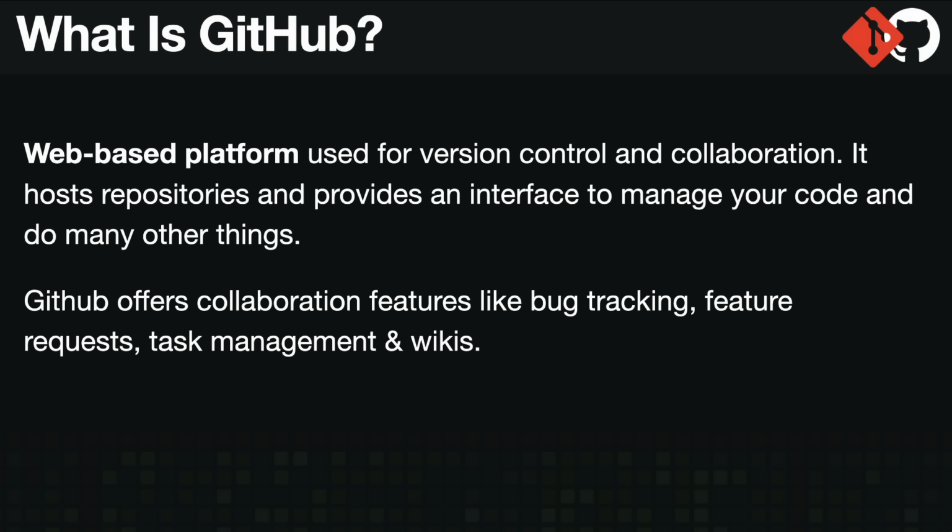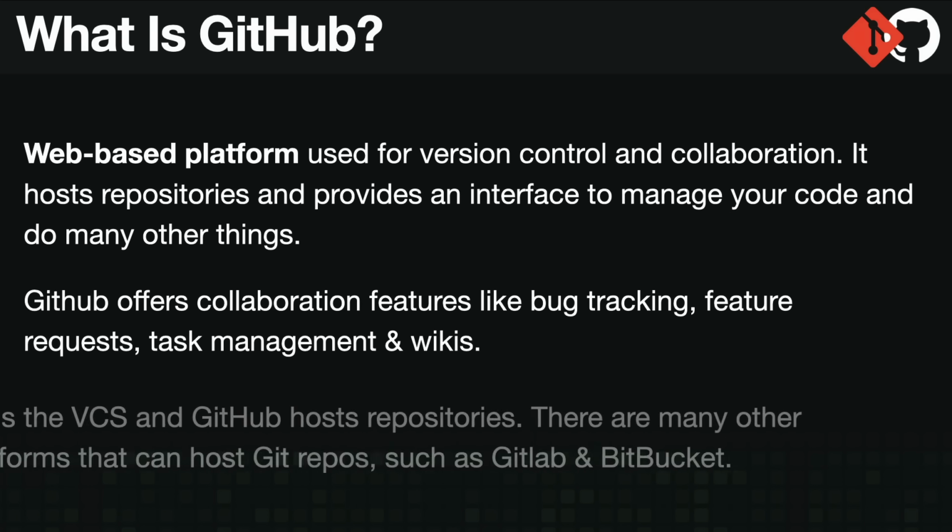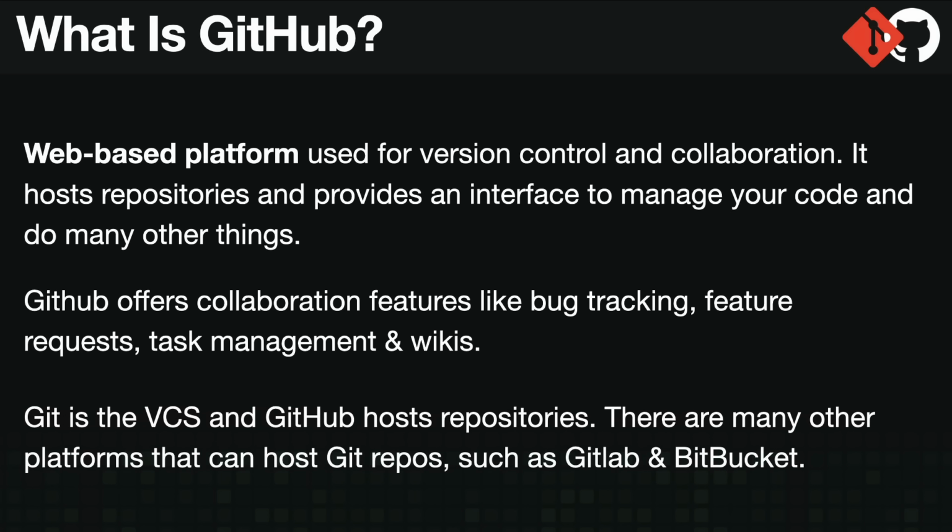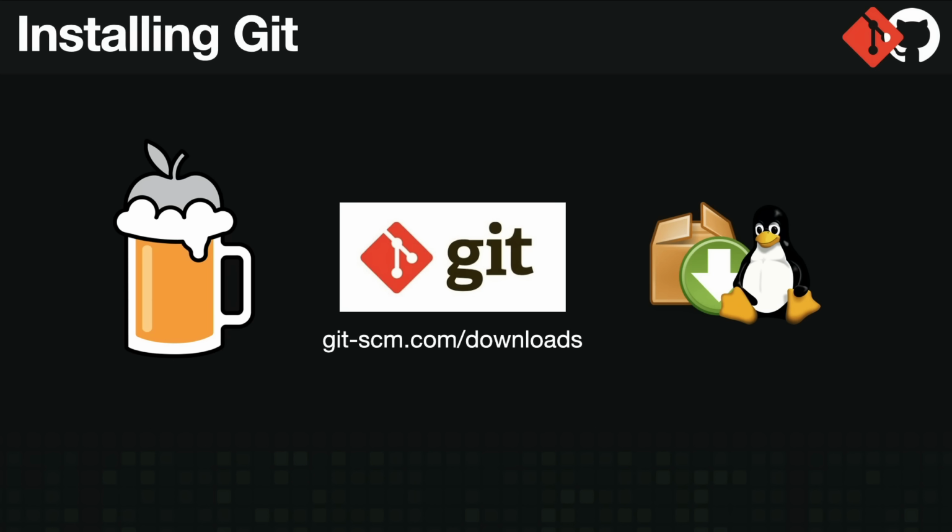This is where people are going to pull your code from and make pull requests and add issues and things like that. So it's important to note that Git is the version control system, while GitHub is the platform that hosts Git repositories. All right, so when it comes to installing Git, there's multiple ways to do this, and it really depends on the system you're on.